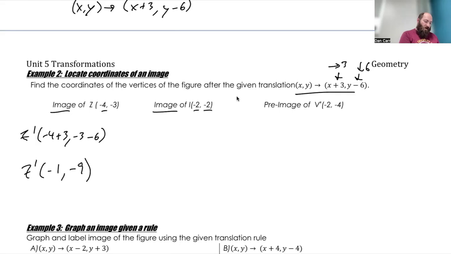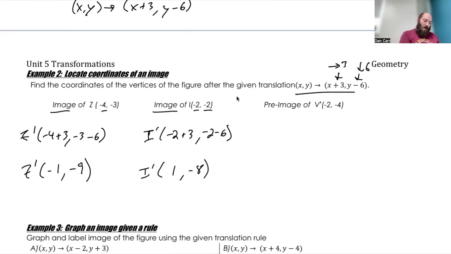I, -2, -2. Same thing, it's going through the same exact translation rule. So I'm going to go for I prime. That's going to be -2 plus 3, -2 minus 6. So I prime comes out to a +1, -8.